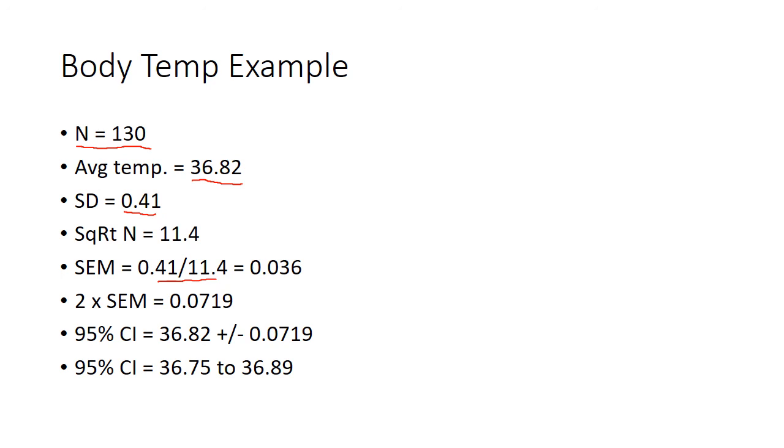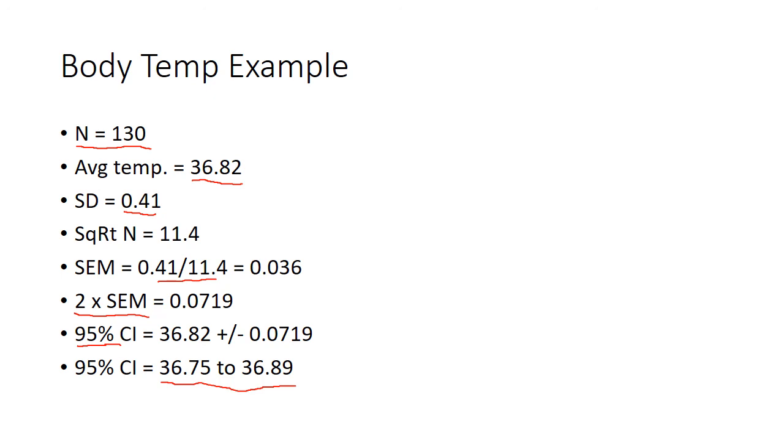Okay, based on this relatively large sample size of 130, I'm going to go ahead and multiply 2 times the standard error of the mean, as we saw with that rule of thumb, and to get this value, 0.0719. So I know at this point that my 95% confidence interval is going to be 36.82, which is our average, plus or minus 0.0719. And if you go back to that slide previously, you'll see that this is roughly equal to what they reported as their confidence interval. We see 36.75 to 36.89.